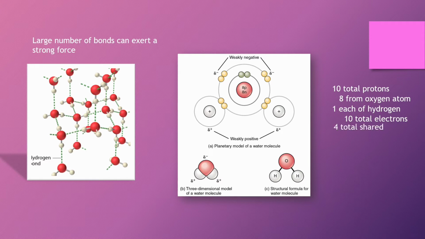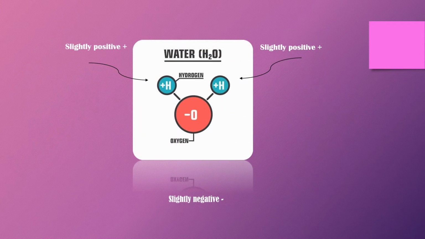So it is 4 total shared, and the other 6 are non-shared electrons from the oxygen atom. So this water molecule is electrically neutral, but it has a partial positive side, the hydrogen side, and a partial negative side, the oxygen side of the molecule.